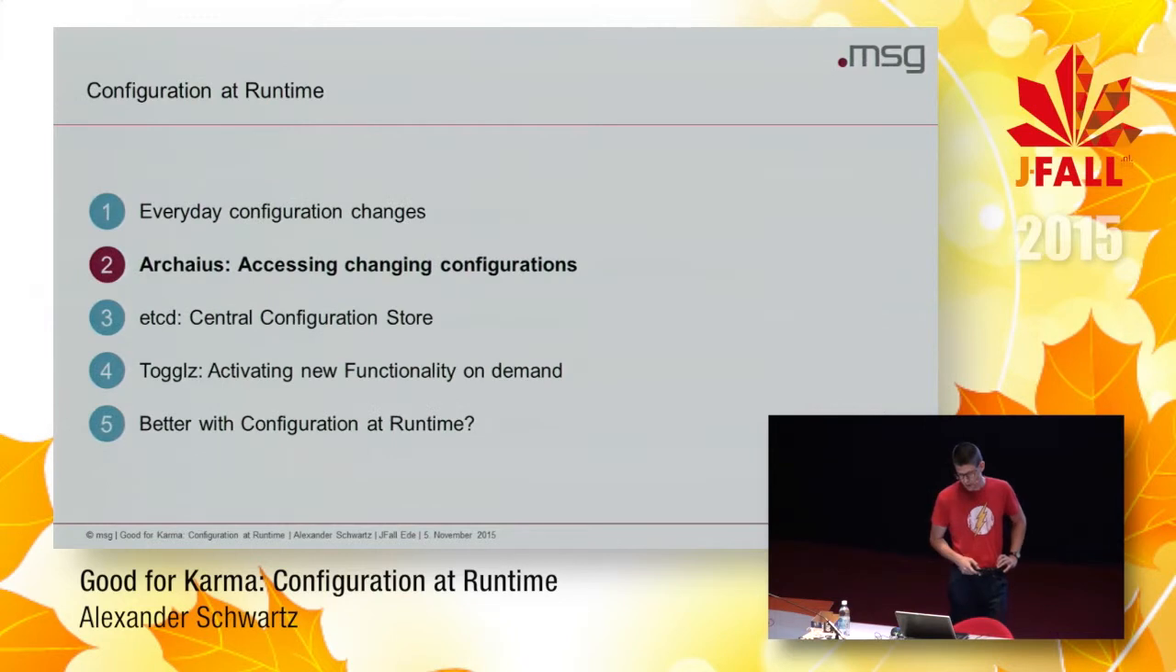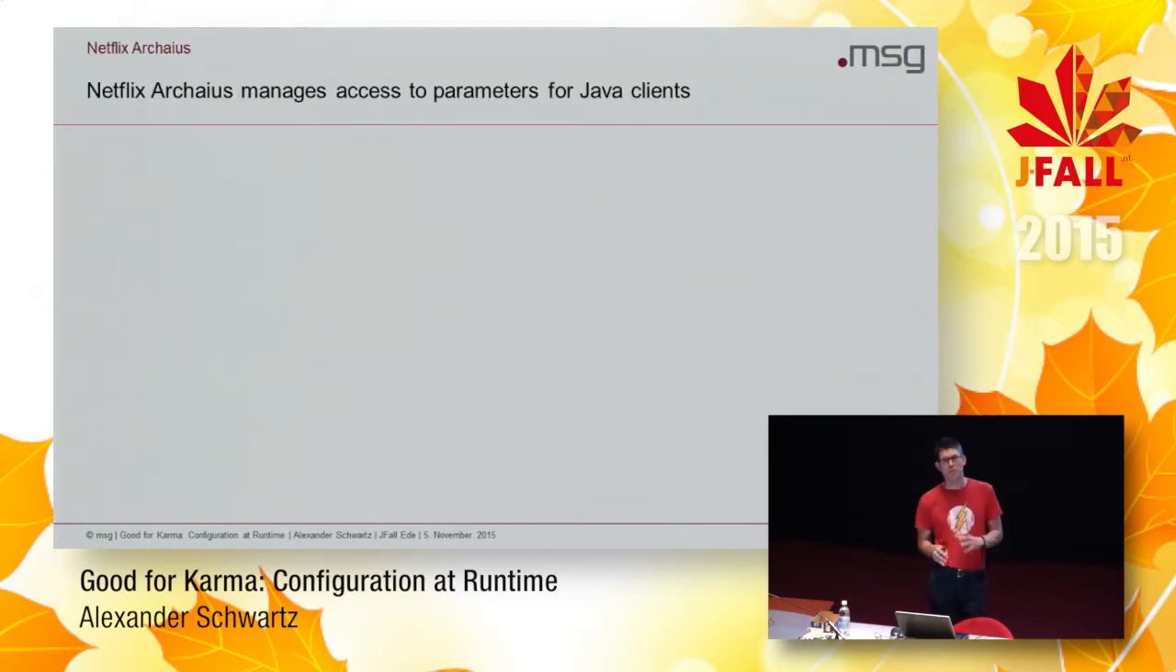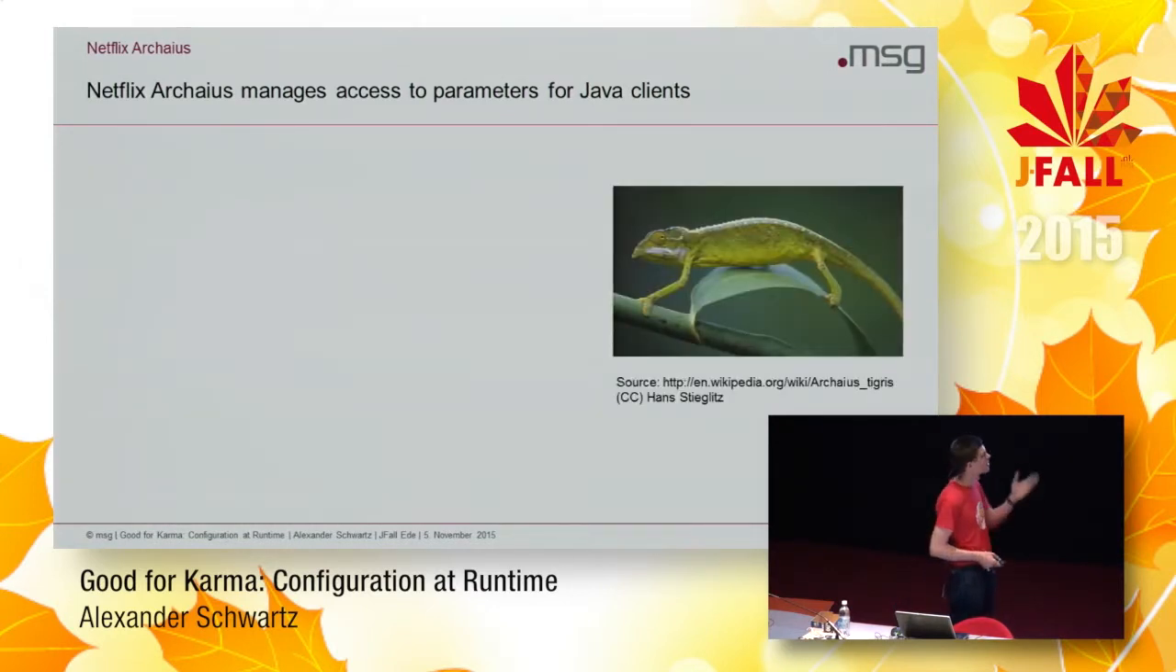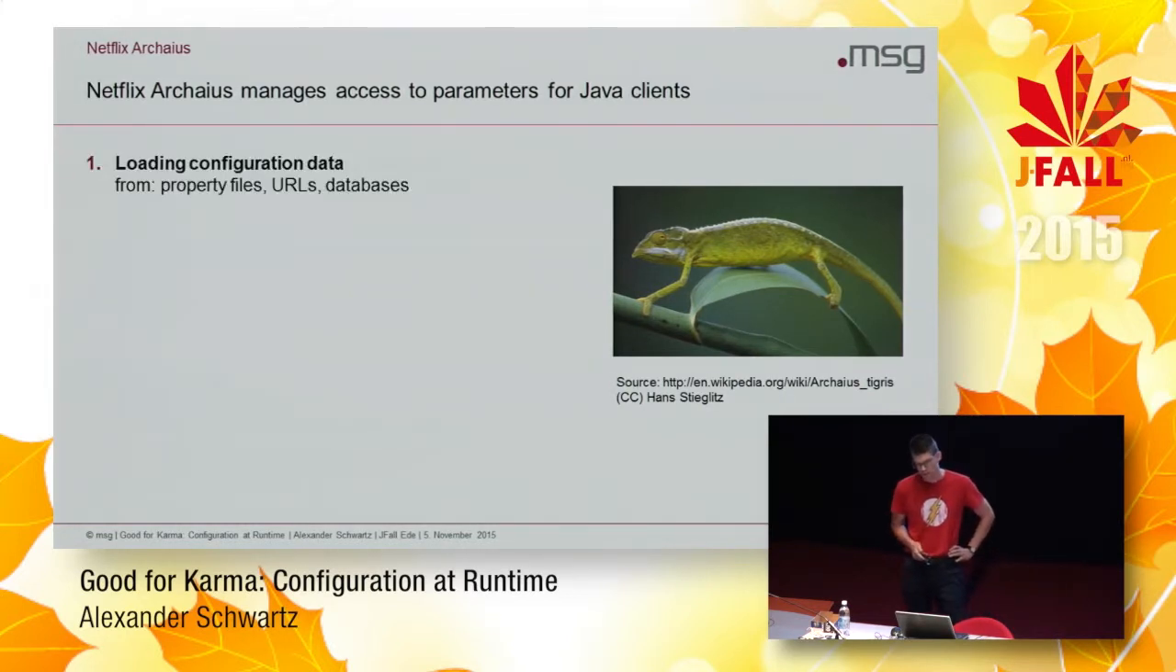All right, so let's look at the very first tool here, the first tool being Archaius. So what's that? Archaius is a small piece of the Netflix stack, I would call it. And it manages the access to parameters by Java clients. The name Archaius is derived from a chameleon, a small, nice, greeny little creature. But what it can do as a software component is load configuration data. It can load it from property files that are stored on disk. It can load them from remote URLs. You can retrieve it from a normal SQL database. There are adapters for that ready to use.